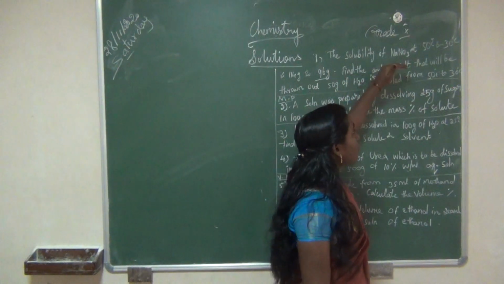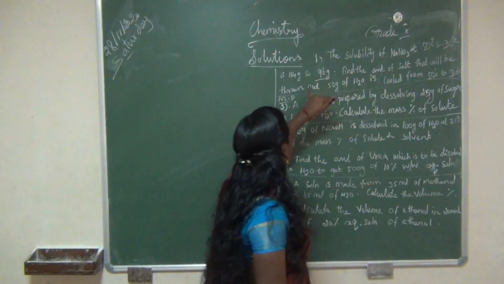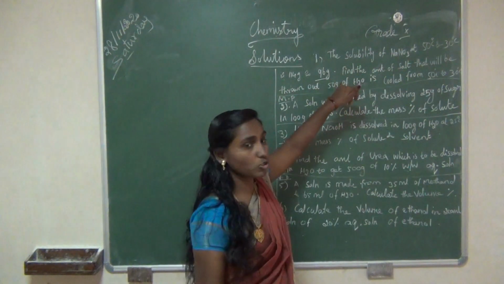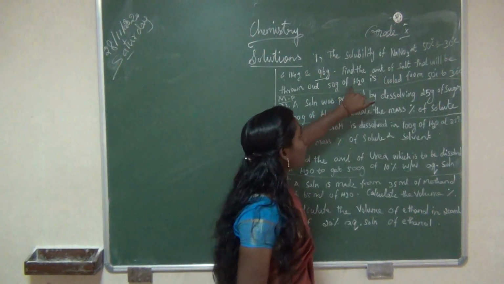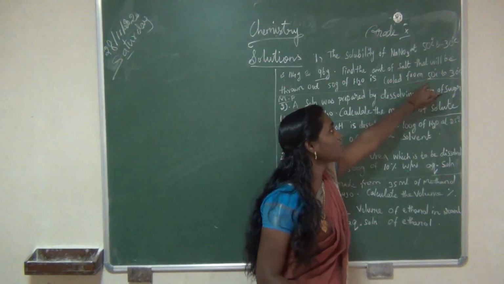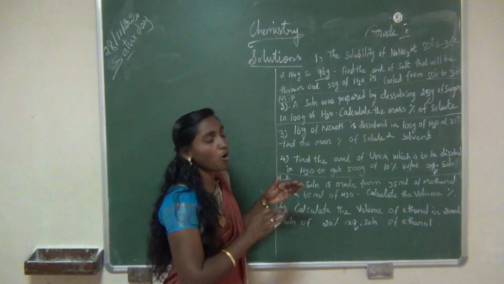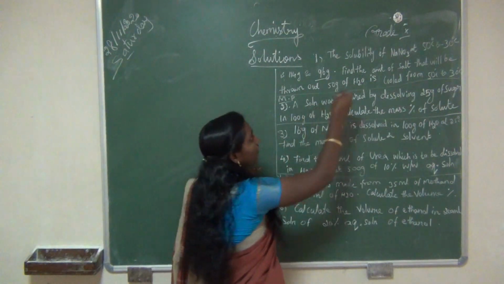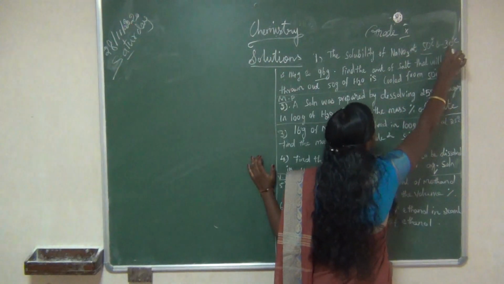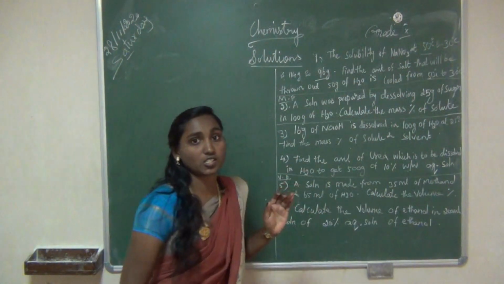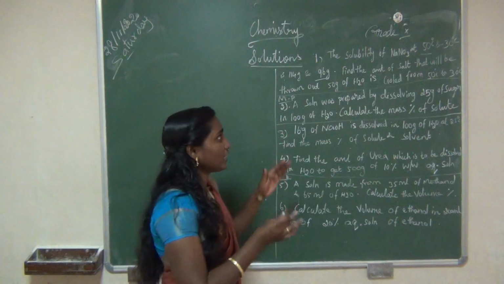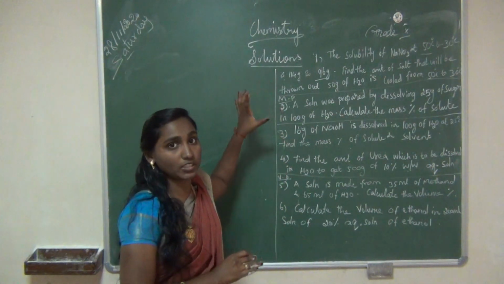Find the amount of salt that will be thrown out if a saturated aqueous solution in 50 gram of water is cooled from 50 to 30 degrees Celsius. That means we need to find out the amount of salt when cooling from 50 degrees Celsius to 30 degrees Celsius. Okay, the difference only we are going to find out in this problem.